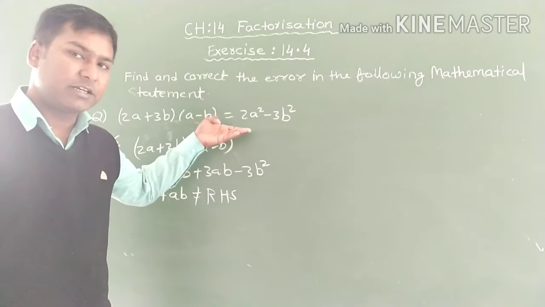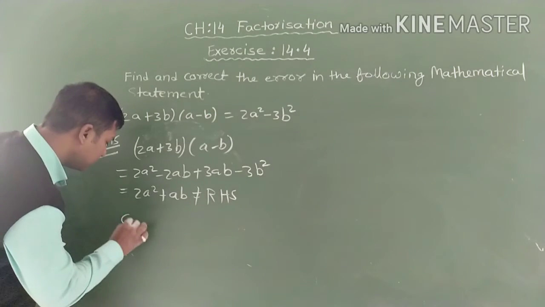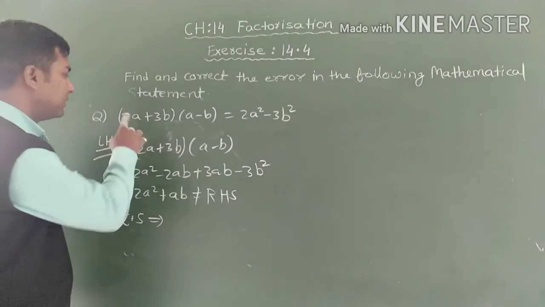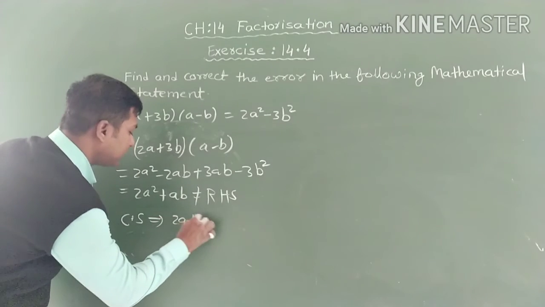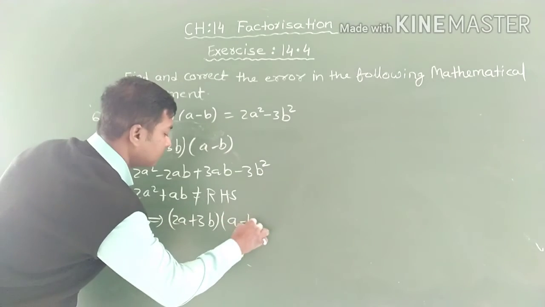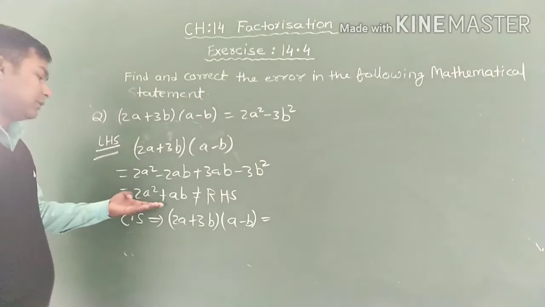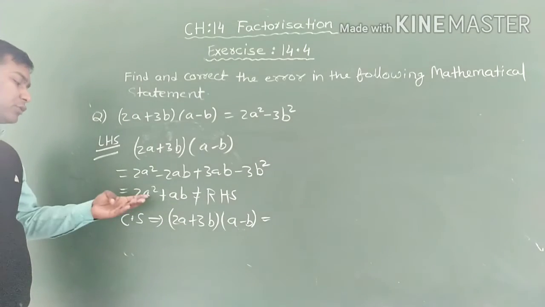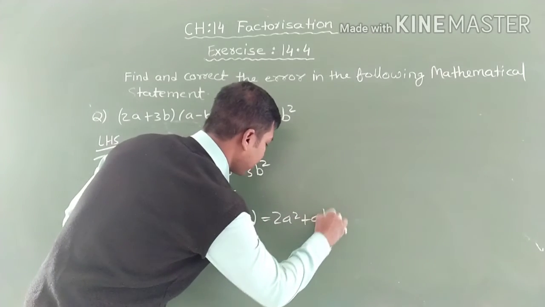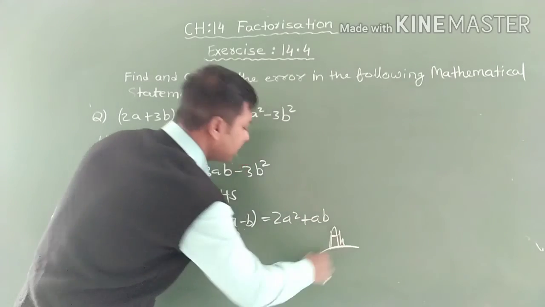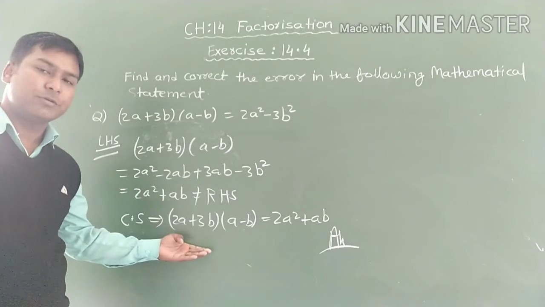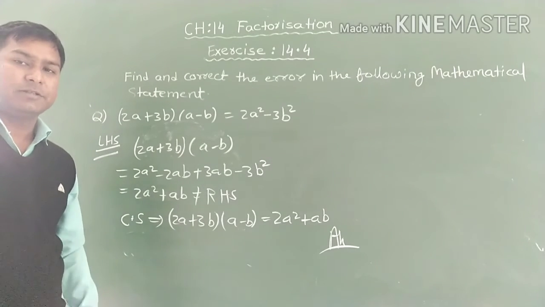So what is the correct statement? Let's suppose CS, that is the correct statement: the LHS part equals this expression, that is 2a square plus ab. So this is the correct statement and this is the answer also. Now next one.